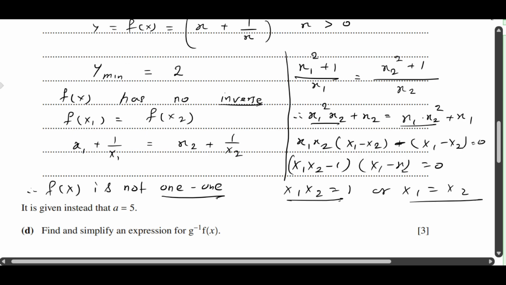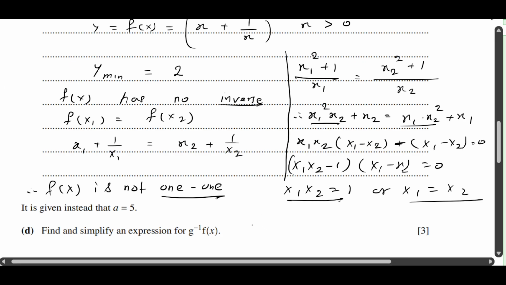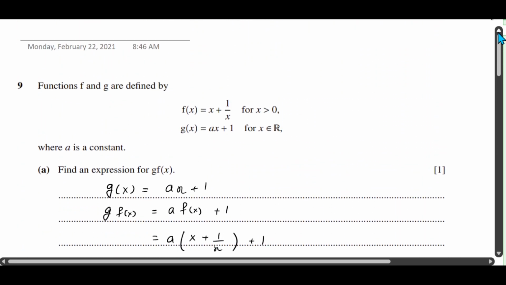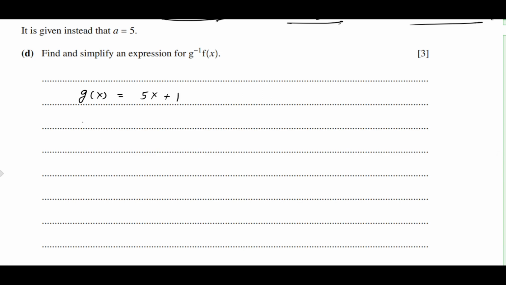Now it is given that a is equals to 5. Find the simplified expression for g inverse fx. So g inverse fx, first gx, let us see what is gx. Now gx is ax plus 1 and a value is given 5, so gx is 5x plus 1.